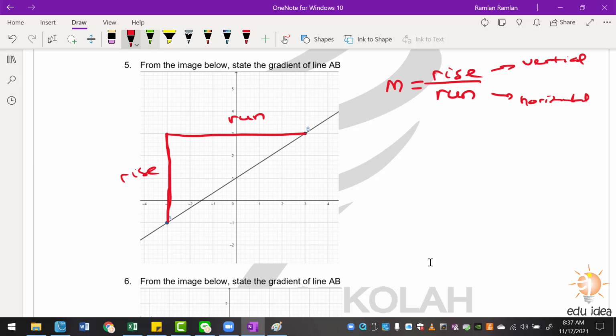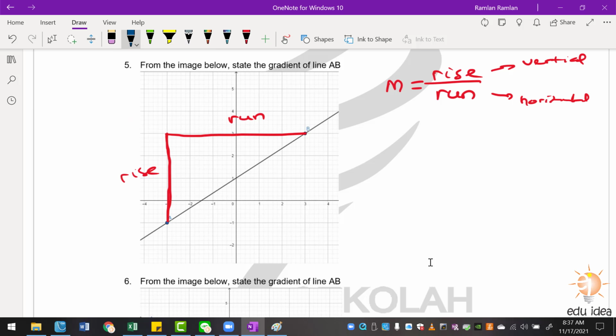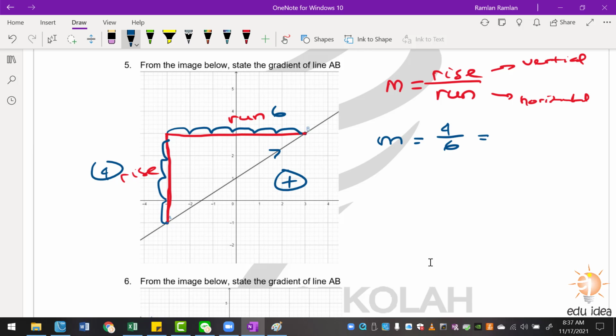So we only need to measure the length. In units we have 1, 2, 3, 4. The rise is 4 and the run is 1, 2, 3, 4, 5, 6. So that is going to be 4 over 6. Remember that because this is going uphill from left to right, the gradient will be positive. So 4 over 6 simplifies to 2 over 3, and there you go, you have the final answer.